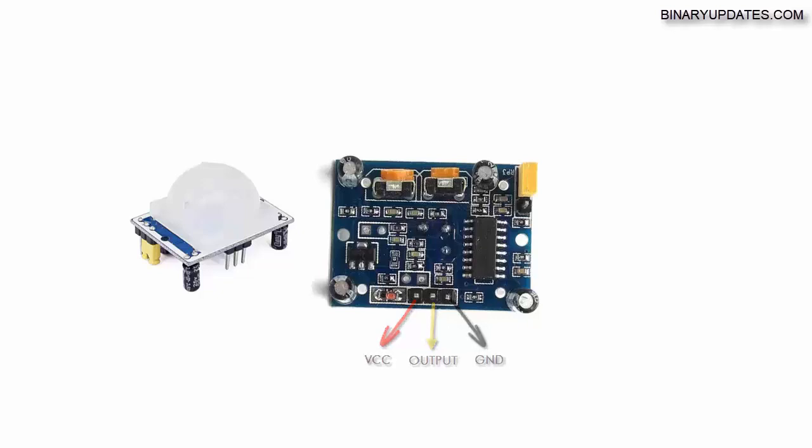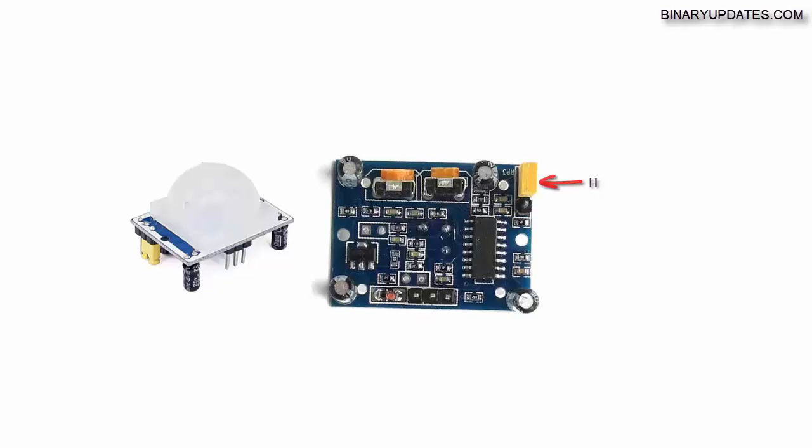There are two adjustable ports, one to adjust the delay time, which is somewhere between 0.3 seconds and 5 minutes, and the other one to adjust the sensitivity. Sensitivity means the distance in which the range of the IR goes. So it's a distance of up to 7 meters. There is a jumper on the module which we can set to high, which will enable re-triggering.